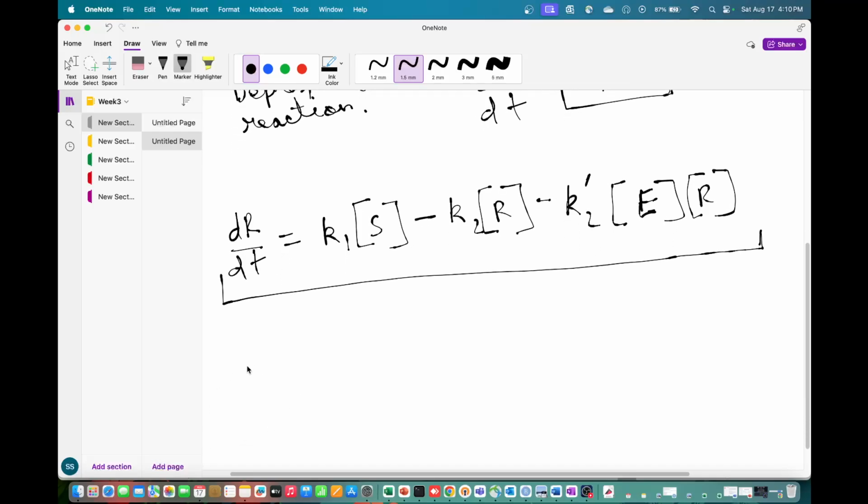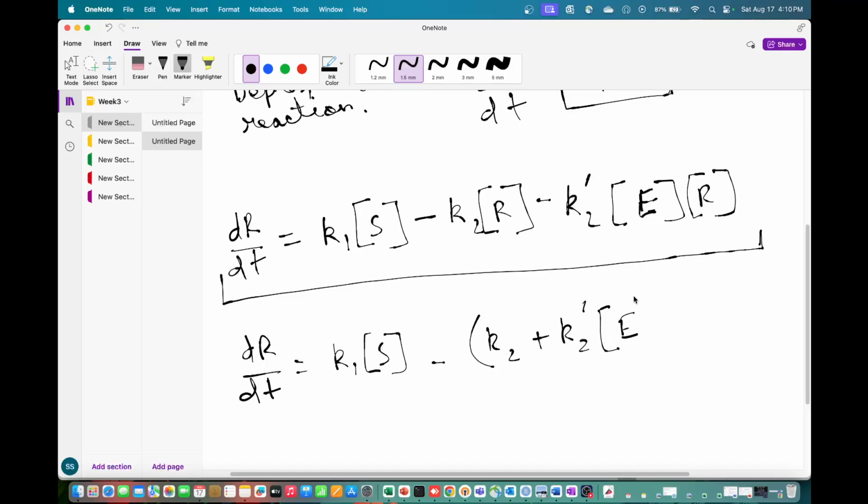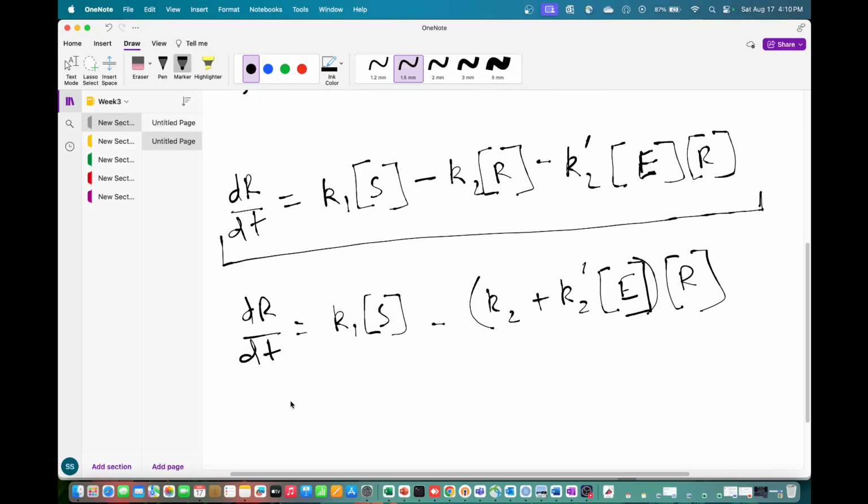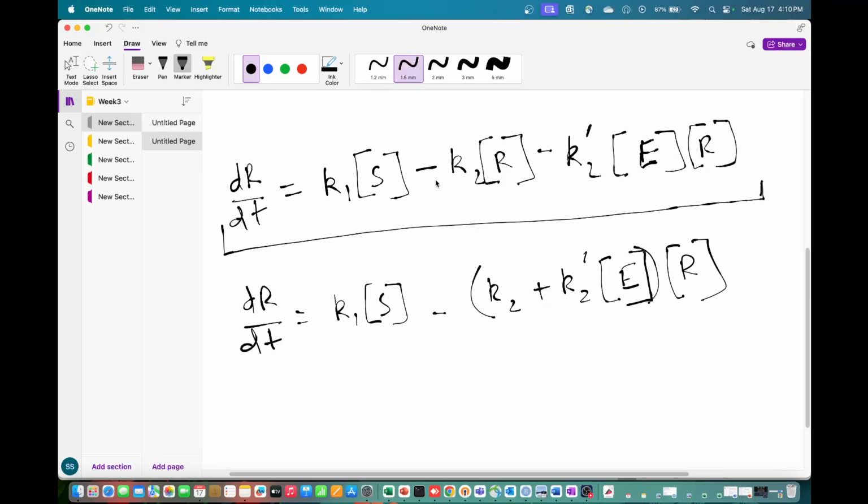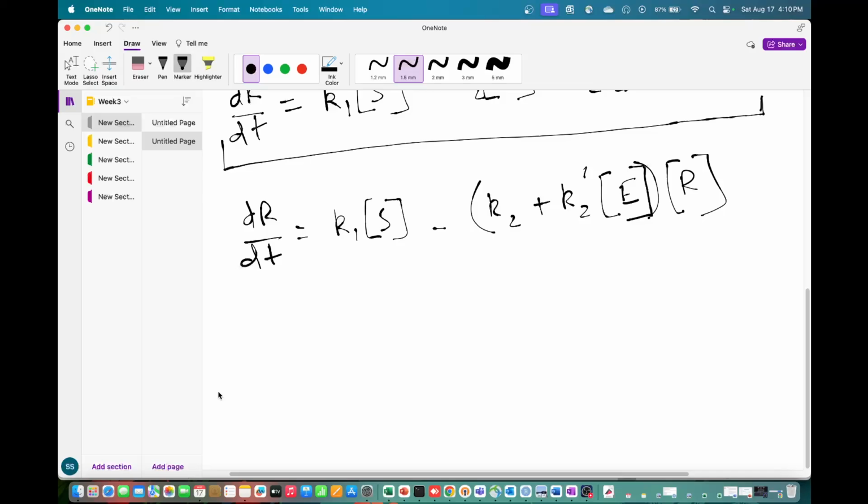Now let's try to simplify it a little bit. Let's say K1 into S plus, let's take the minus common here and the R common, so it becomes K2 plus K2 dash into E into R. So drdt becomes this, right? Just a simplification of this step to this one. So drdt becomes this. Now let's look at dedt, next part.